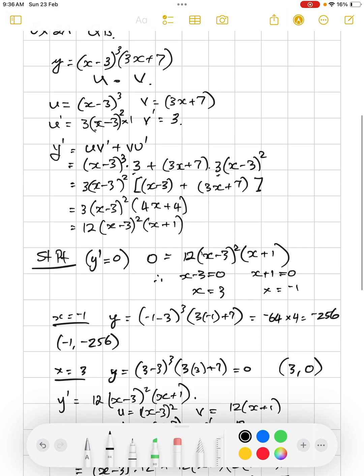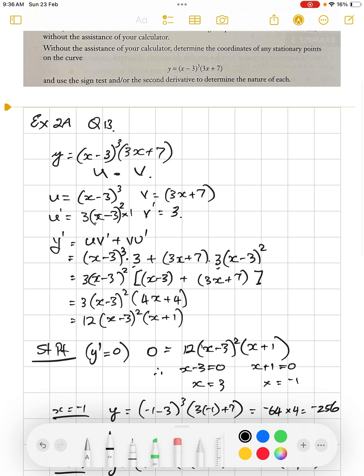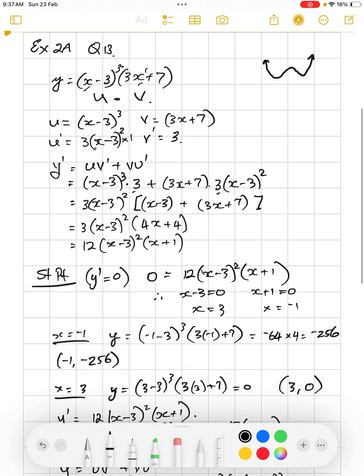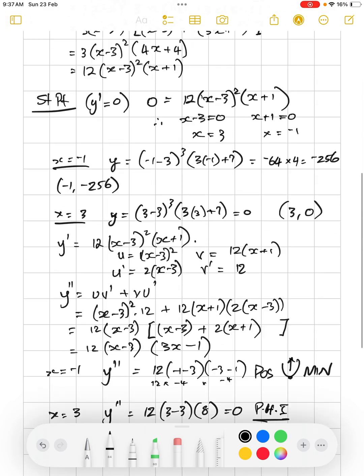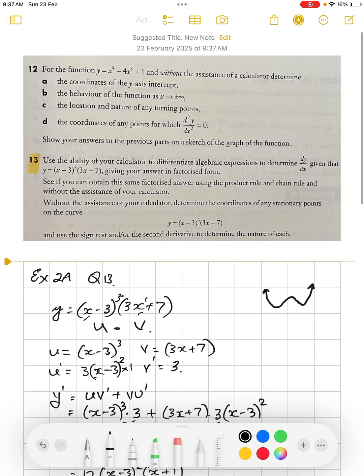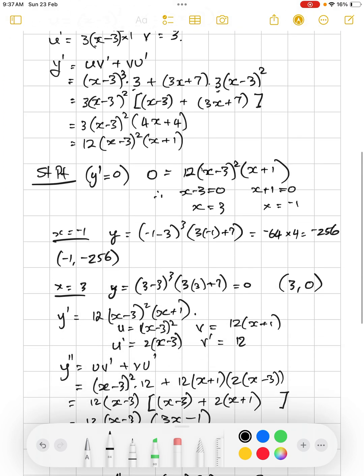Let's see if that fits. We've got a power of 4, because x cubed times x¹. We've got a power of 4, so it's possible we could have up to 3 turning points, but there's only 2, so one of them has to be a point of inflection. We'll be asked to sketch it. Determine? No. That's all we were asked to do.